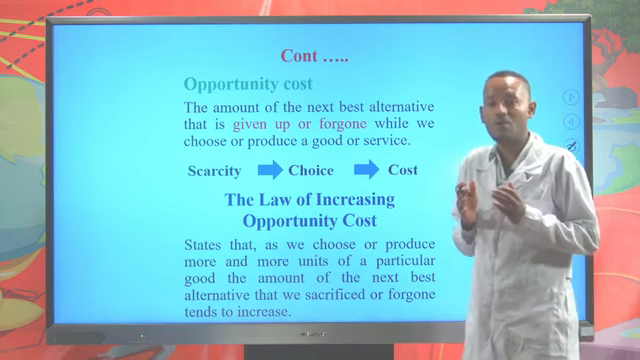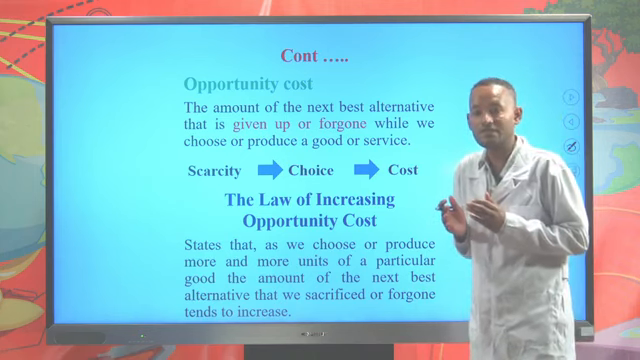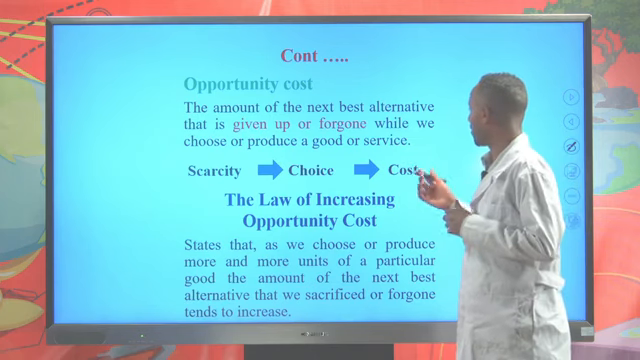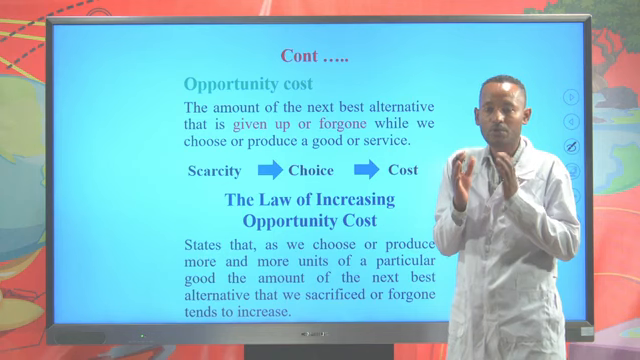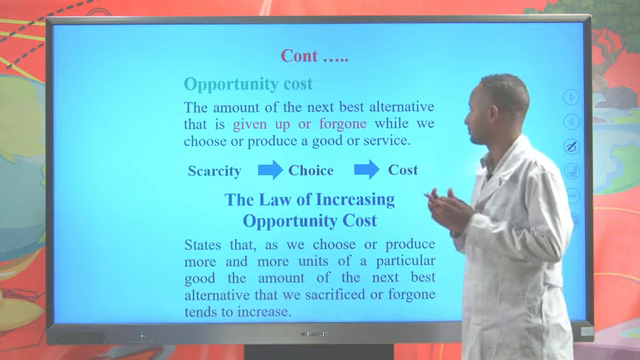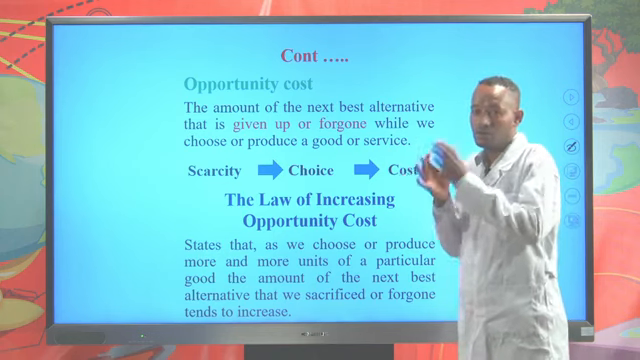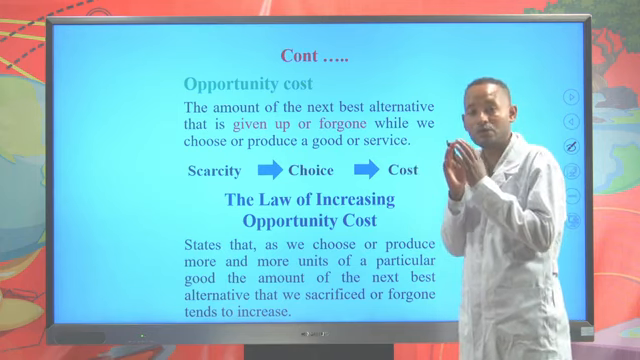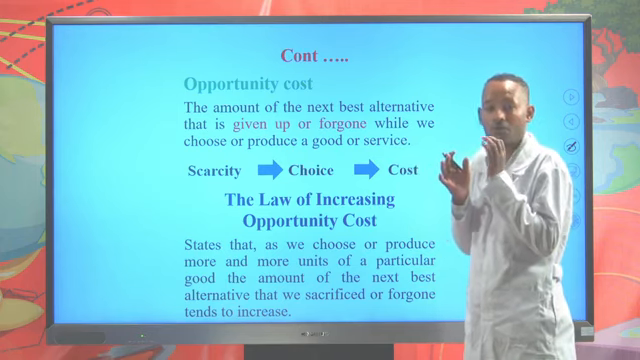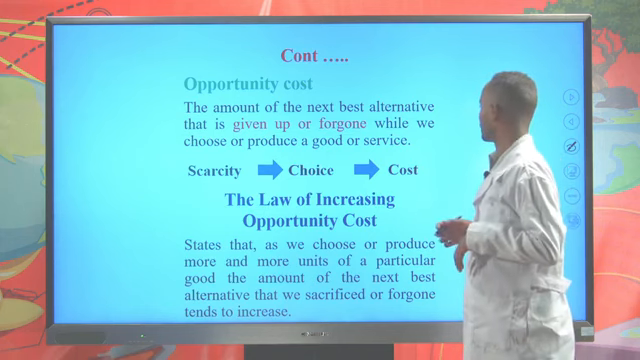Opportunity cost is the amount of the next best alternative that is given up or foregone while we are choosing a commodity or while we are producing a commodity. If you prefer something, you are going to lose something. The amount of a commodity that you give up or forego is called opportunity cost.